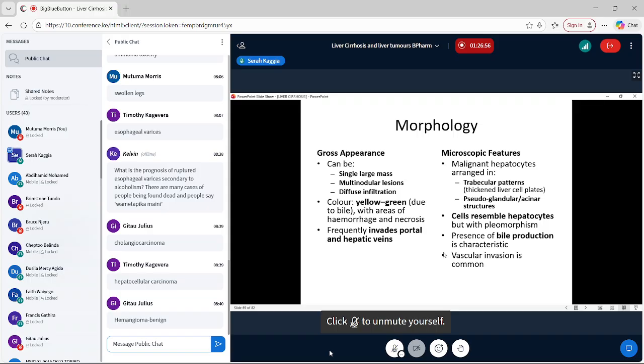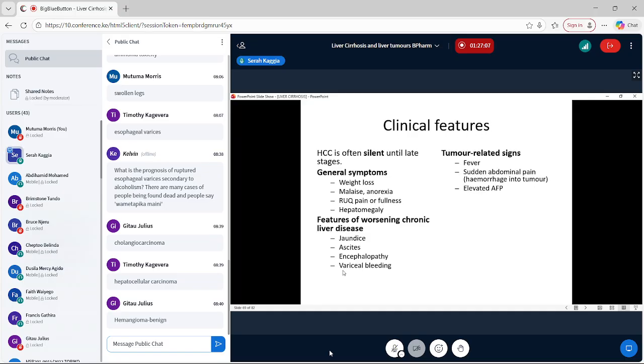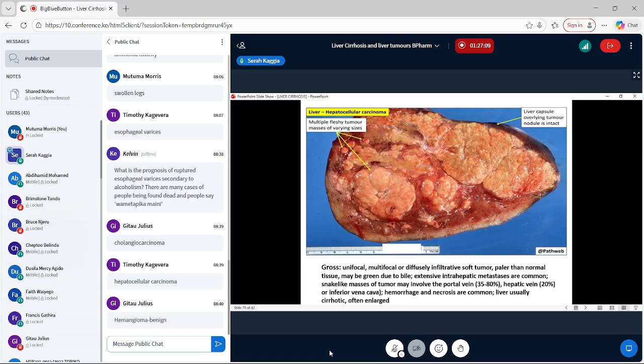Then a good thing that we always see is the presence of bile production. You're seeing a greenish coloration too, the bile production. You may see invasion in the blood vessels, as I mentioned grossly also. And I'll show you photos of that. Before we go there, let me show you the photos.